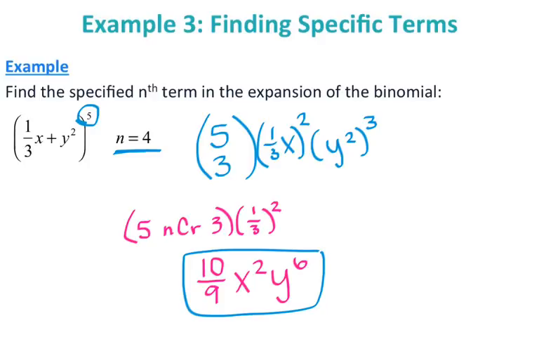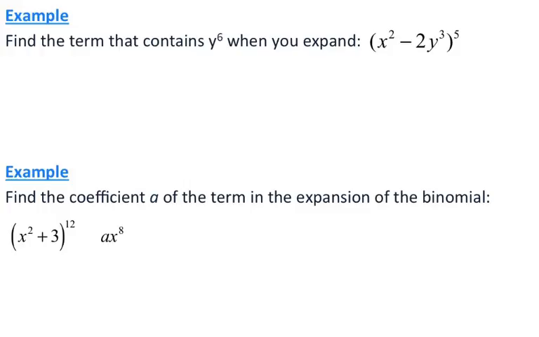Alright, let's do another one. It says find the term that contains y to the 6th when you expand x squared minus 2y to the 3rd to the 5th power. So when I'm trying to find a y to the 6th, that means my second term, negative 2y cubed, has to be raised to some power to get y to the 6th. Well, what do I have to raise a cube to get y to the 6th? That's going to be to the second power.